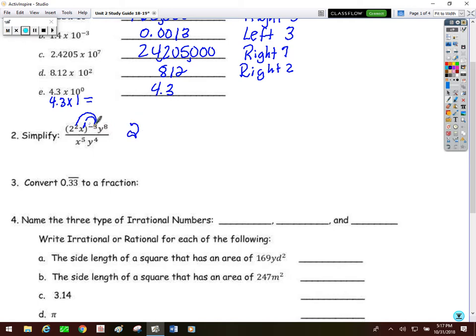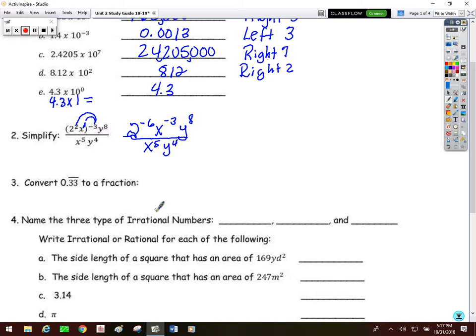So 2 times negative 3 is a negative 6. 1 times negative 3 is negative 3. Let me fix that. Let's redo that. X to the negative third. I have not bothered the y yet, so we're going to bring it over here. And we have not done anything to the denominator, so we're just going to bring it over here.